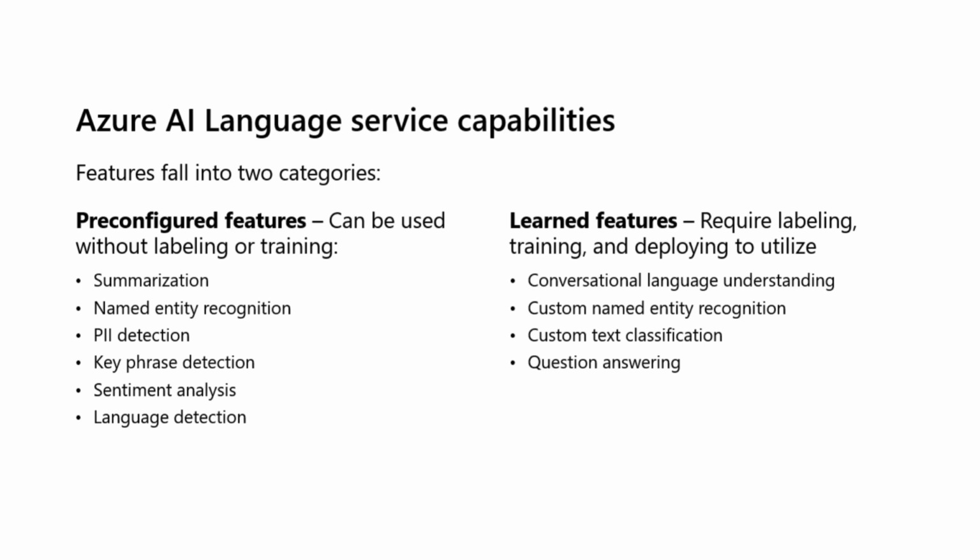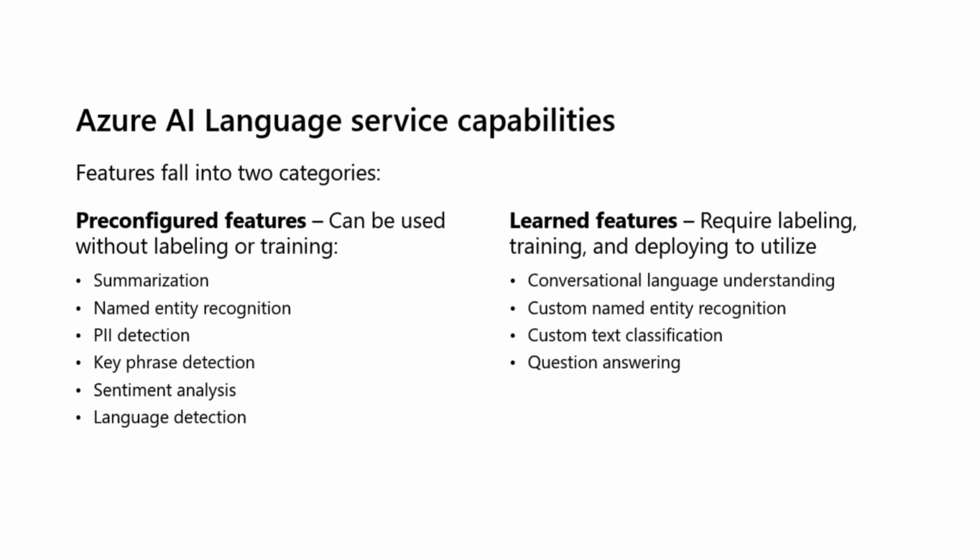Azure AI Language Service capabilities. Features fall into two categories. Pre-configured features can be used without labeling or training. Summarization, named entity recognition, PII detection, key phrase detection, sentiment analysis, language detection.